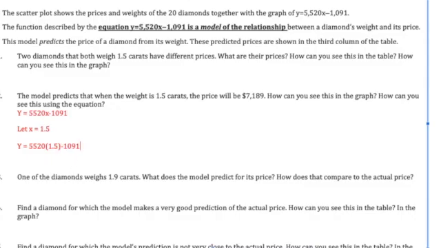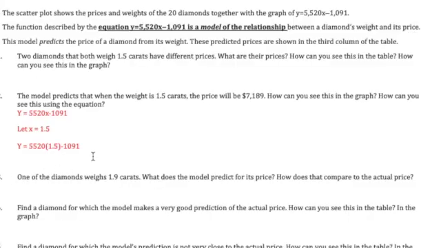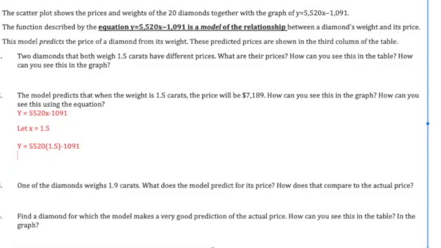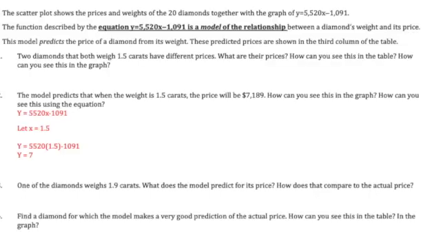And I can check the table to see what I'm going to get as my answer, because my answer is going to be $7,189. So y equals 7,000, I already forgot the number. It's been a long day. $7,189. Oh, geez. That's my predicted price.